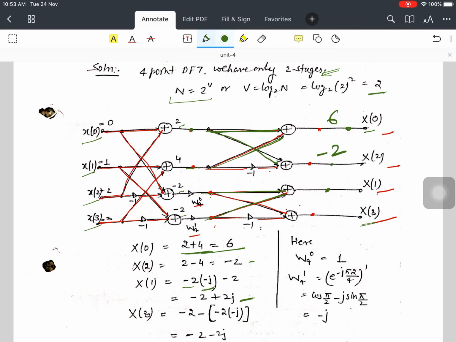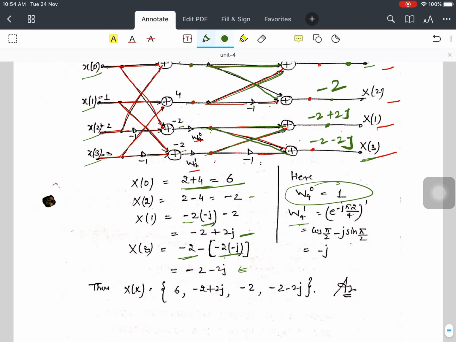At the next point, it is coming from here: minus 2 multiplied with the multiplier W4^0, which is nothing but 1, so minus 2, and minus 2 multiplied with W4^1, that is minus j. So we get this value. We have calculated W4^0 and W4^1, and in this way we calculate the values 2j and minus 2 minus 2j.